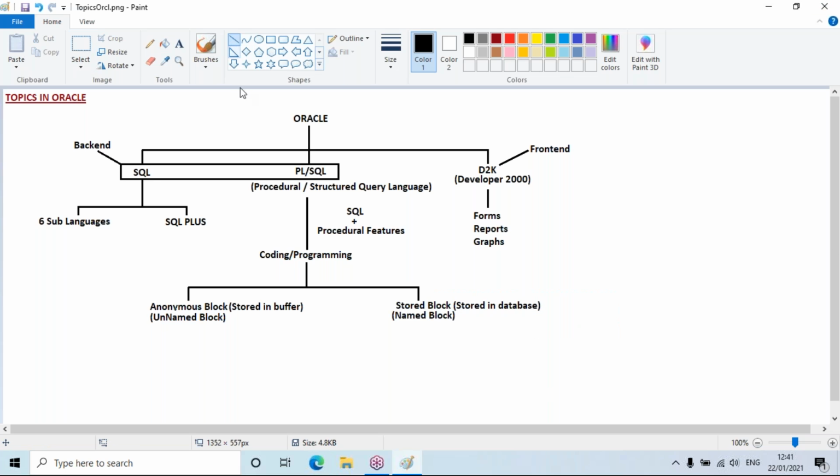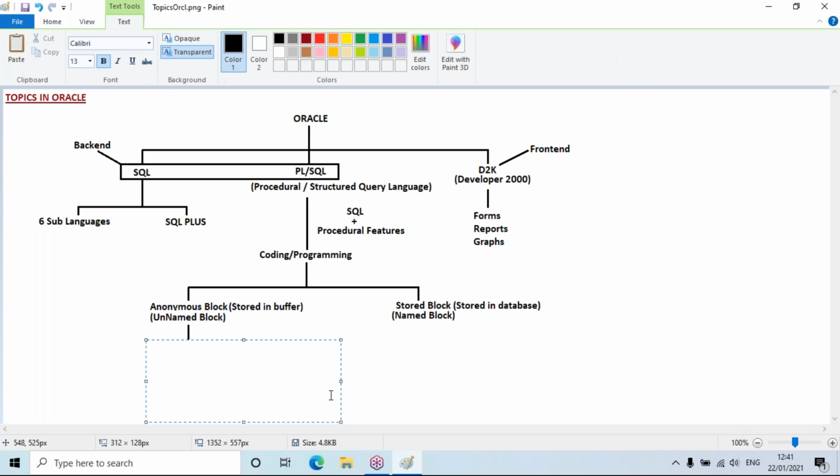Now coming to the next part, under anonymous block programming, we are going to discuss some special topics. What are they? One, basic programming. Second, embedded SQL, exception handling, dynamic SQL, cursors. Five topics we have. Normal SQL, embedded SQL, dynamic SQL. All three I'm going to cover.